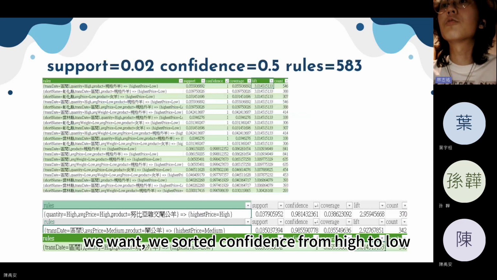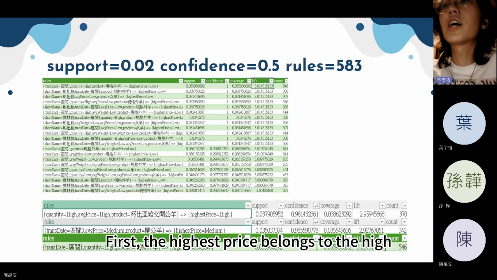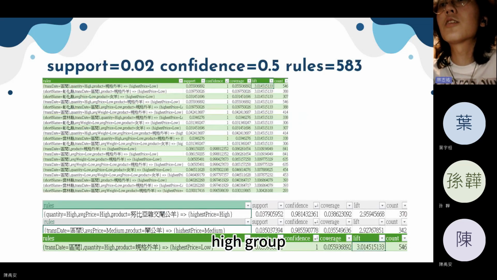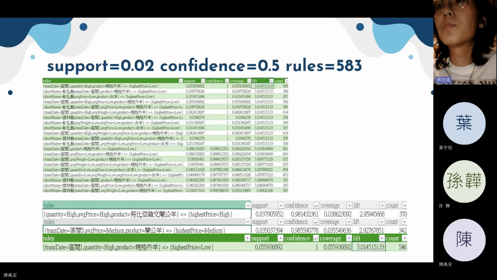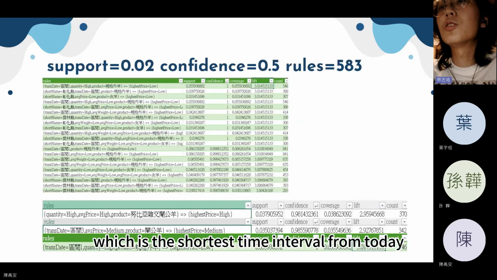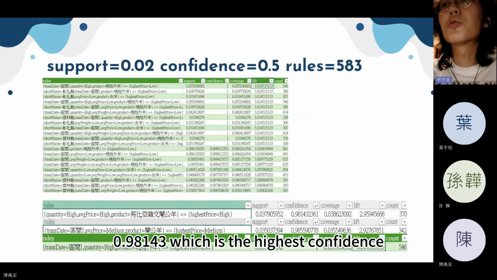To choose the rules we want, we sort the confidence from high to low. We can find 3 main rules associated with the target variable. First, the highest price belongs to the high group, associated with quantity high group, median cost weather, and average price high group. Second, the highest price belongs to the median group, associated with time interval 3, which is the shortest time interval from today, and average price median group, with confidence equal to 0.98143, which is the highest confidence.